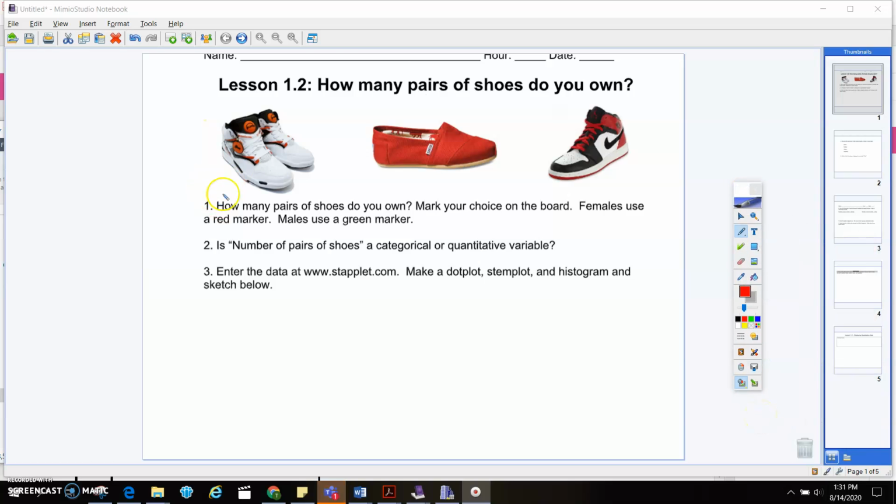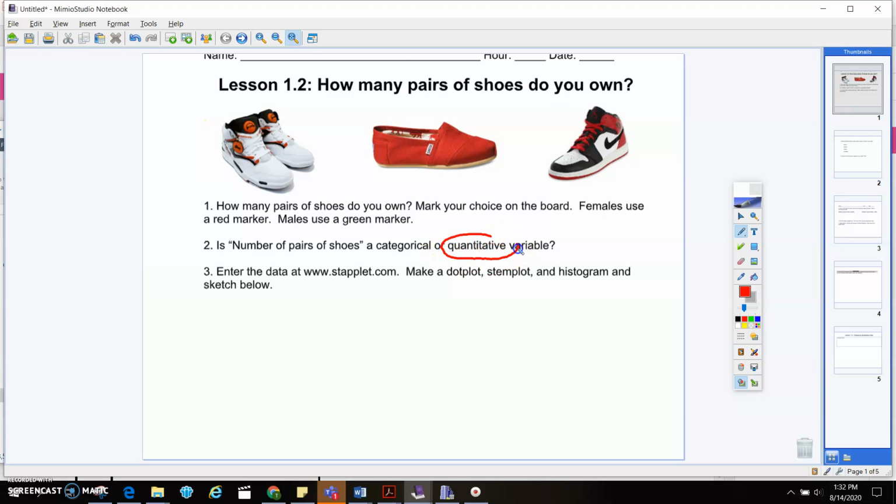Alrighty. So in this lesson, we were talking about how many pairs of shoes that you own. For instance, you're going to use the data that is provided for your class period. Since both class periods' data is a little bit different, I'm just going to use my own data. With that being said, is number of pairs of shoes a categorical or quantitative variable?